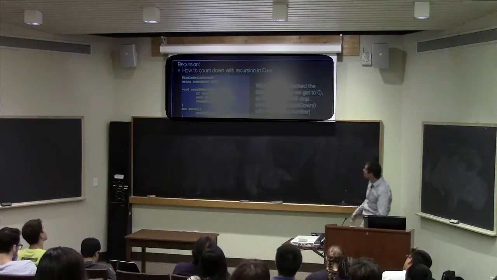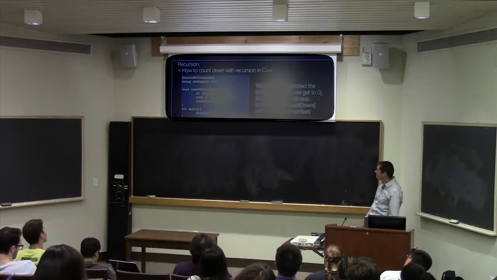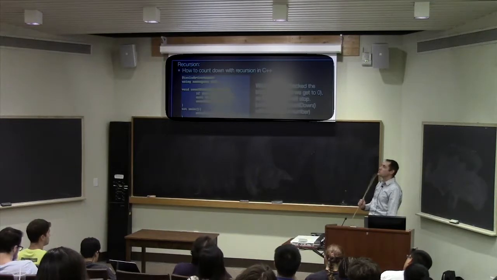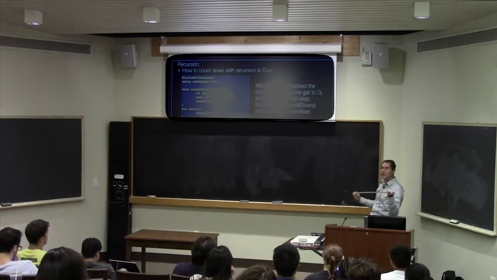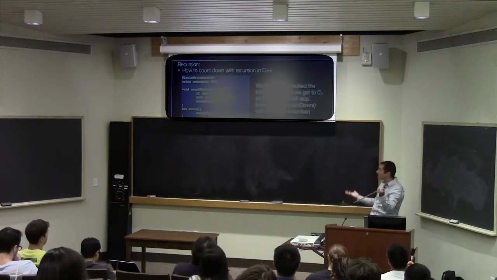We have checked the base case. When we get to 0, the program will stop. And I put in here, unless we try to count down with too large a number. What if I tried to count down from 10 billion? Besides taking forever, why might this program crash? Yeah? Stack overflow. Stack overflow, right?